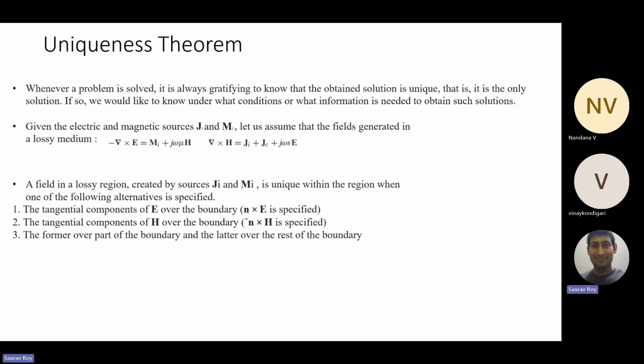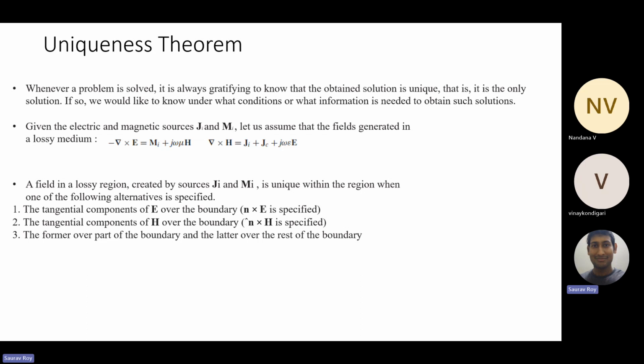Okay, so if you remember, last week we started from this uniqueness theorem and went into surface equivalence principle. So I hope you have looked into the book or anything. Otherwise, I'll repeat this once for the sake of recapitulation.